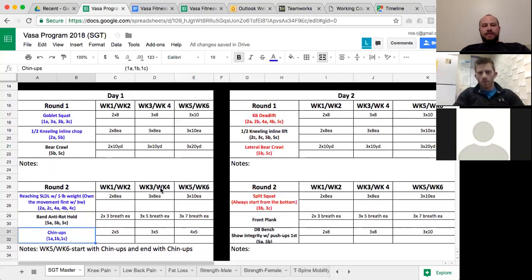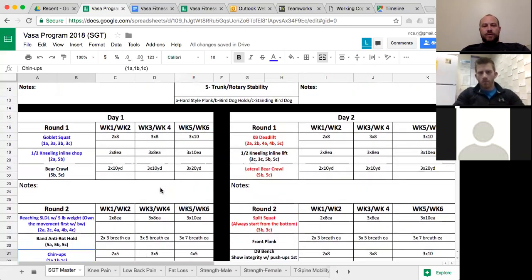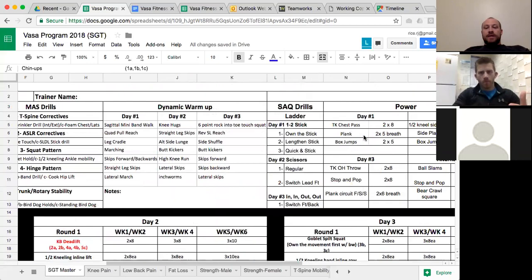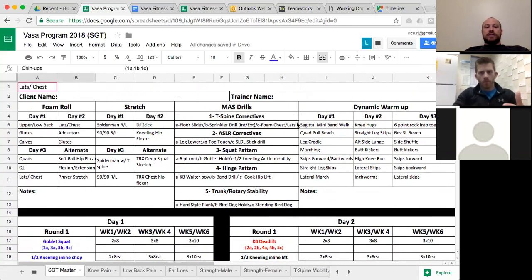So anything else on the lift from a general standpoint? I think that pretty much covers it, huh? Yeah, I think it covers it pretty good, from a big rock standpoint. Okay, so now guys, looking at foam roll, stretch, dynamic warm up, sack drills, power drills. Let's start left to right and we'll move right.